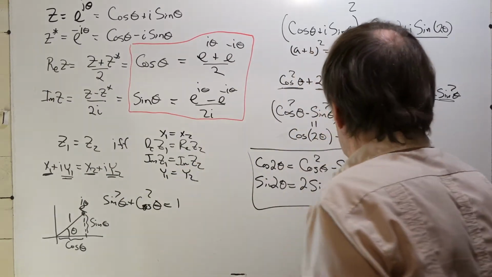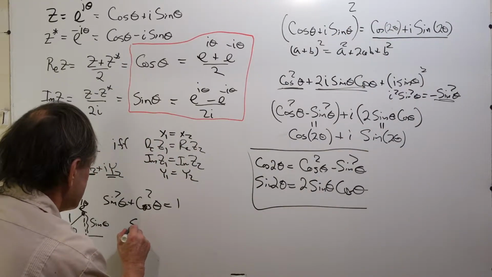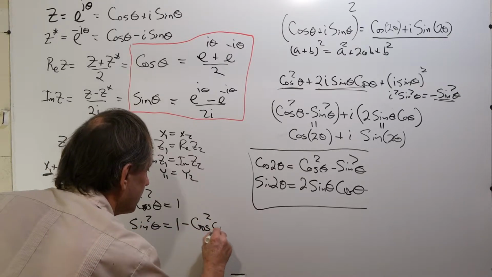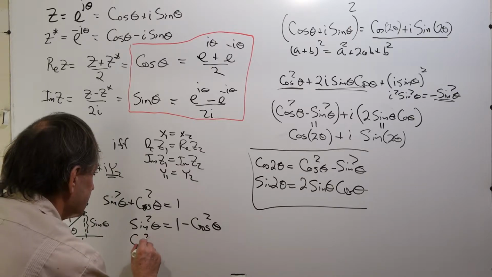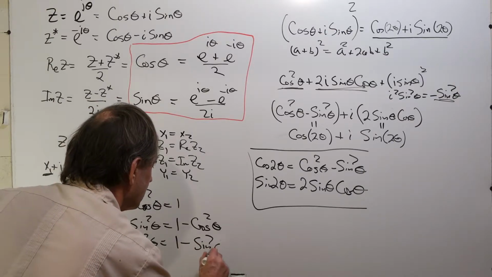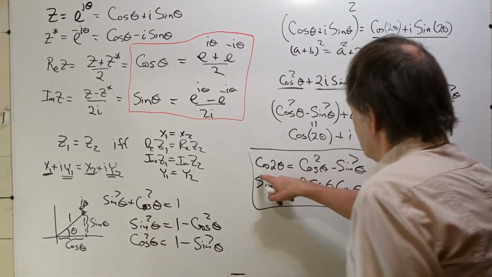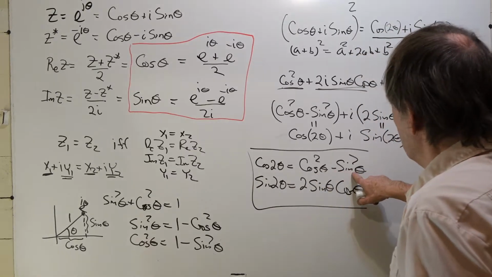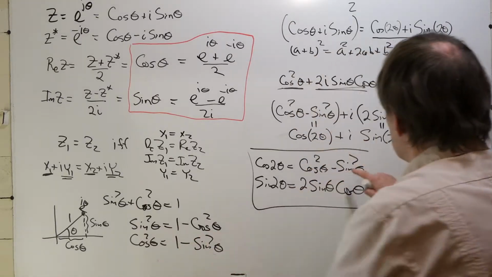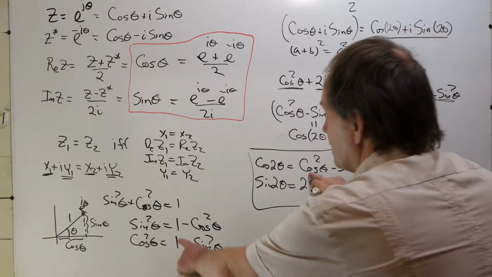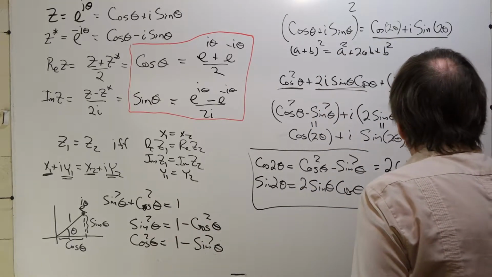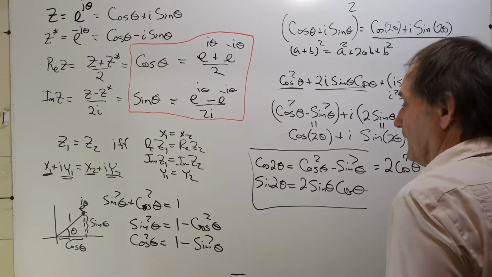So we can put in now, let's solve this equation for sine squared theta. So this is 1 minus cosine squared theta, and we can write cosine squared theta in terms of sine squared theta, which is 1 minus sine squared theta. So in here, let's just get everything in terms of cosine. So for sine squared, I'm going to put in 1 minus cosine squared. So we have cosine squared minus 1 plus cosine squared. So this comes out to 2 cosine squared theta minus 1.